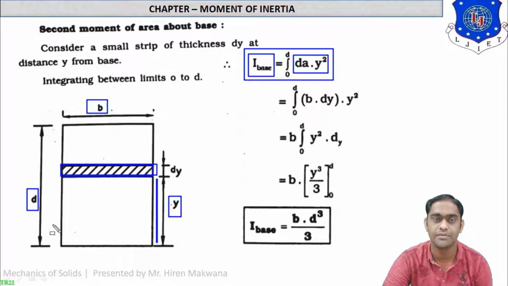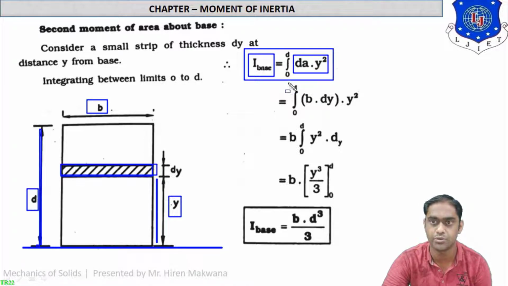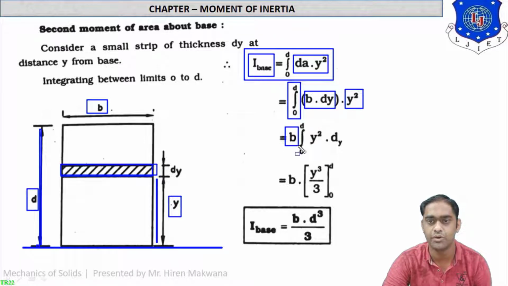Now, what is the limit of integration? As the distance is taken from the bottom axis itself, the limit is from 0 to the vertical distance d. So from 0 to d, replace the area dA with b into dy. y square will be as it is, and here the variable is y. b will be taken out as it is constant. Then y square dy will be as it is.